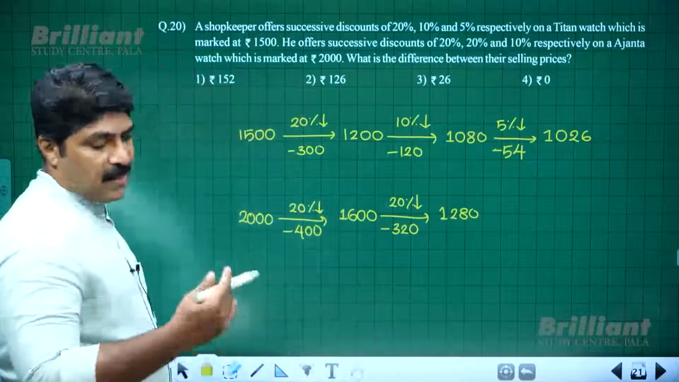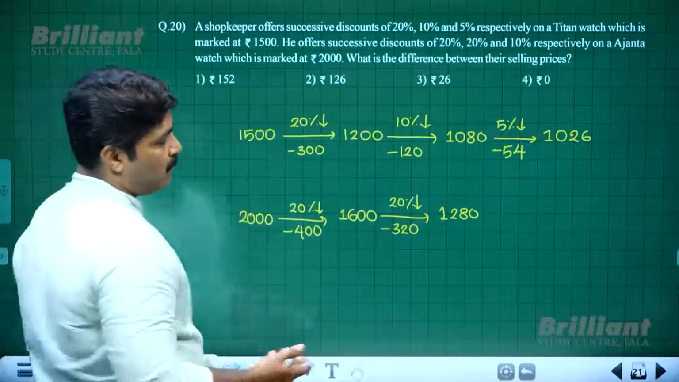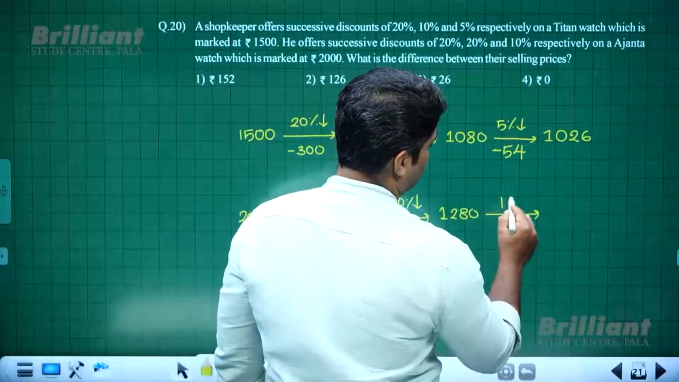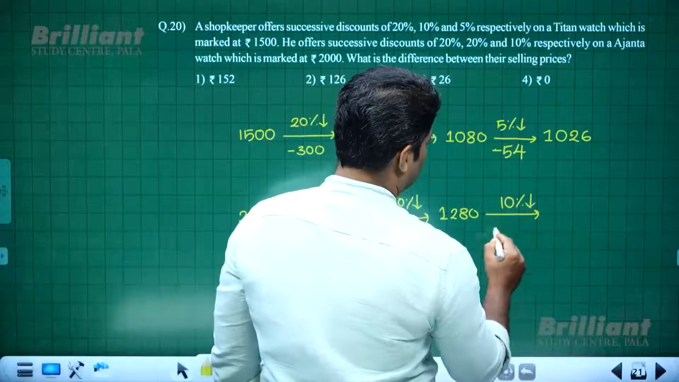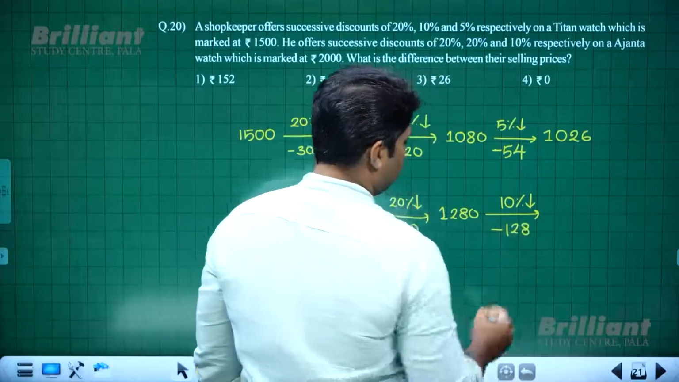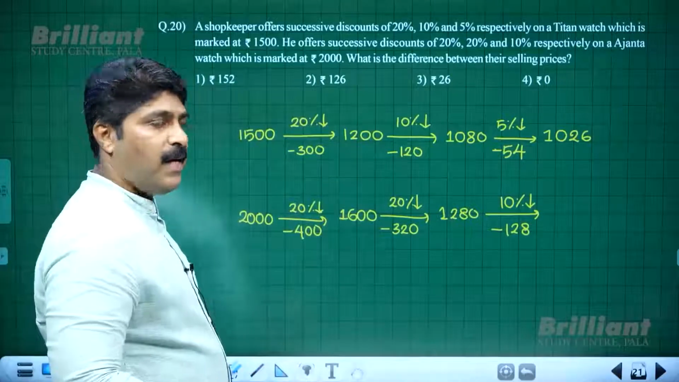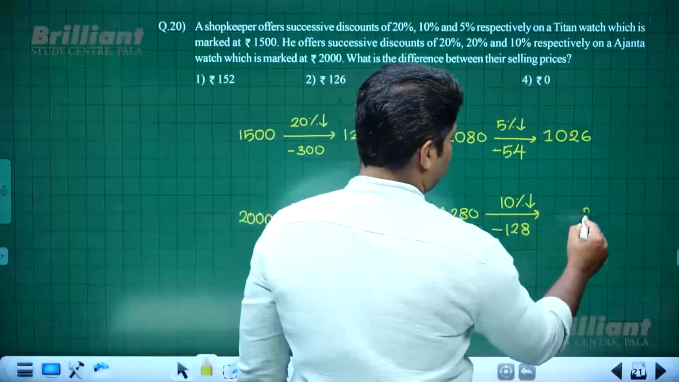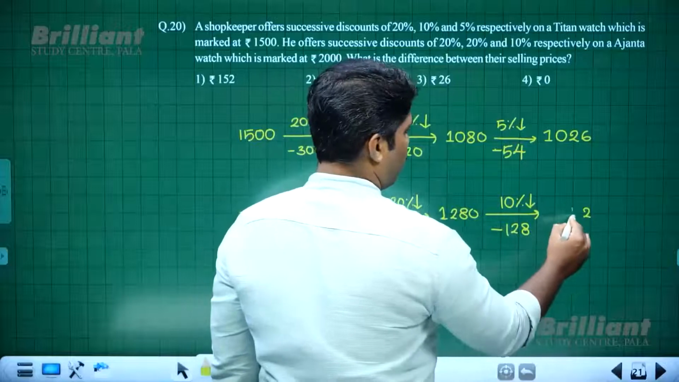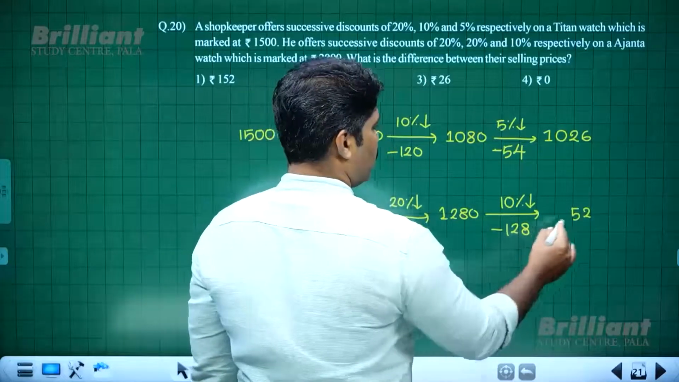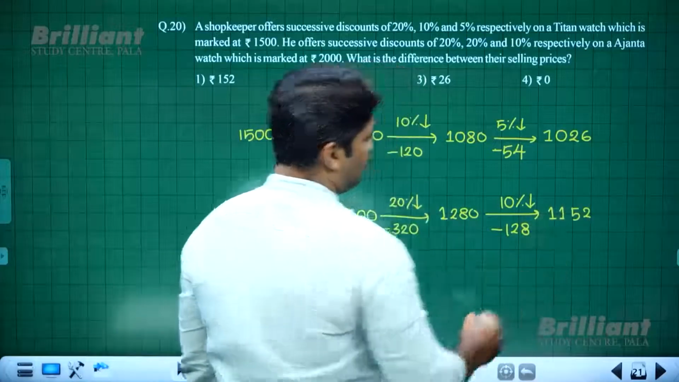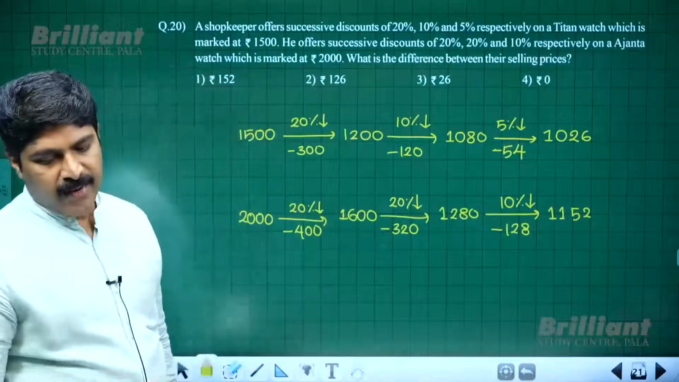Clear? Then further we are giving another discount of 10%. So here the 10% discount is equal to 128. If you subtract 128 from this value, finally this is equal to 1152. So these are the two values.